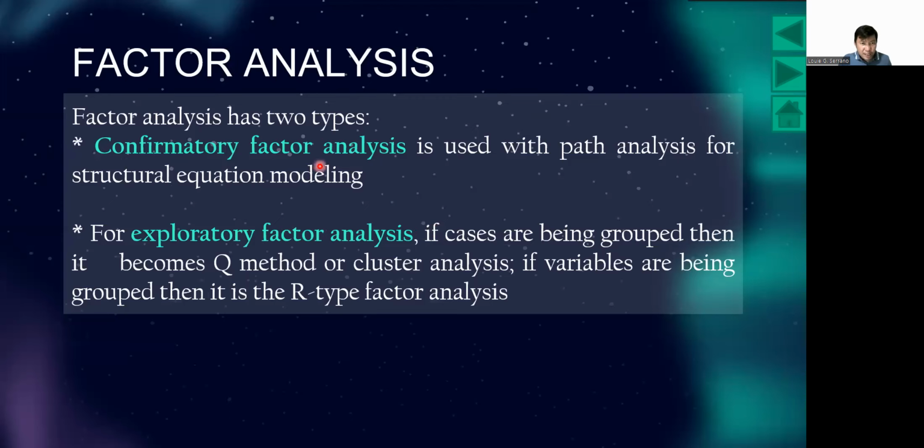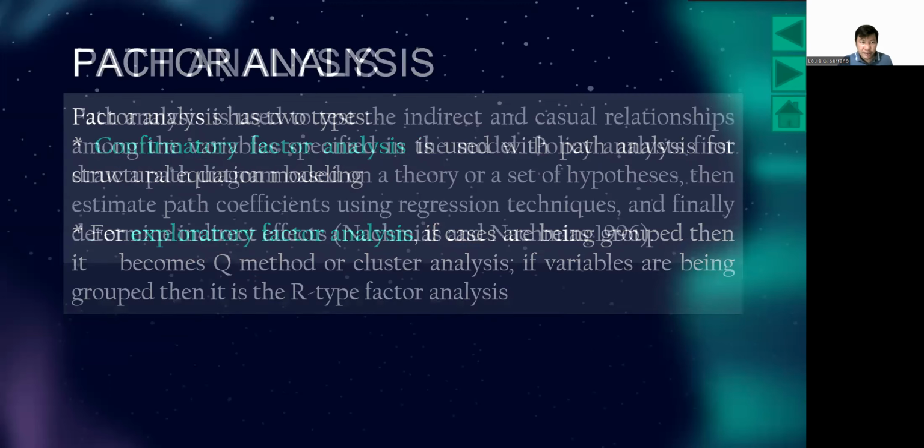So, factor analysis has two types: confirmatory factor analysis and exploratory factor analysis. So, confirmatory factor analysis is used with path analysis for structural equation modeling. While in exploratory factor analysis, if cases are being grouped, then it becomes Q method or cluster analysis. If variables are being grouped, then it is the R-type factor analysis.